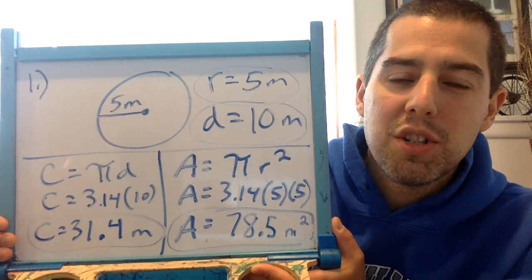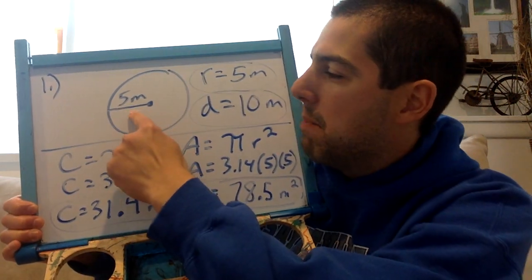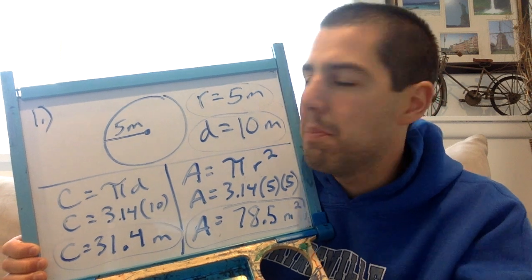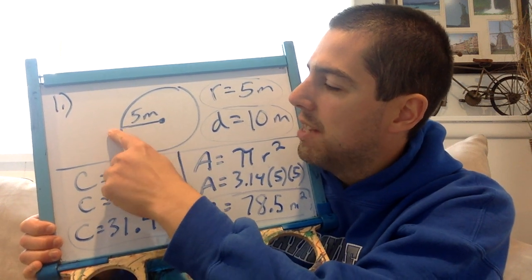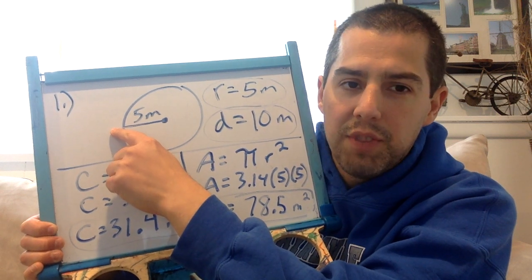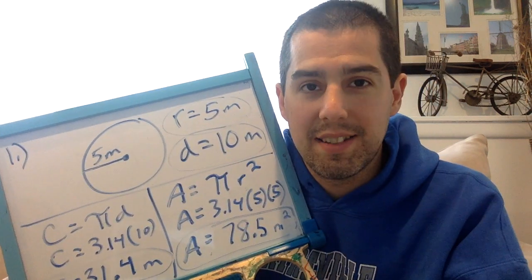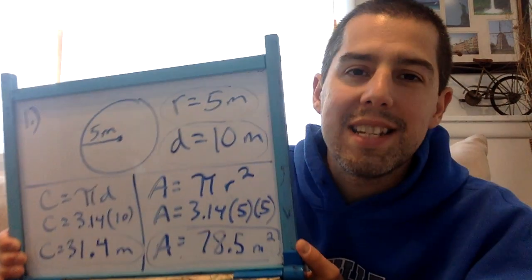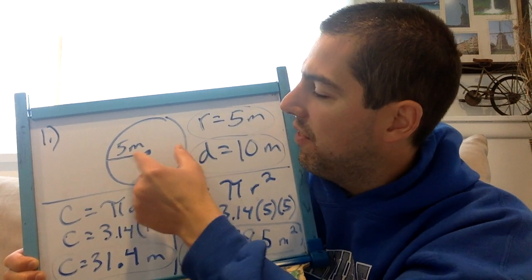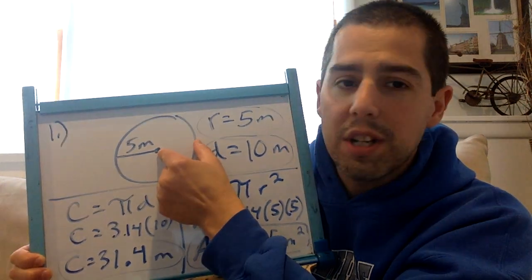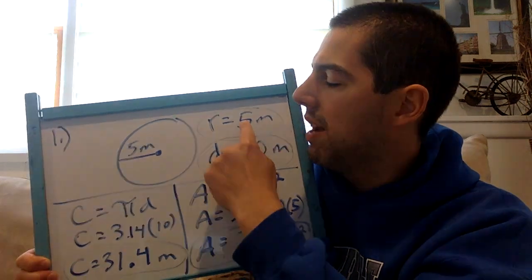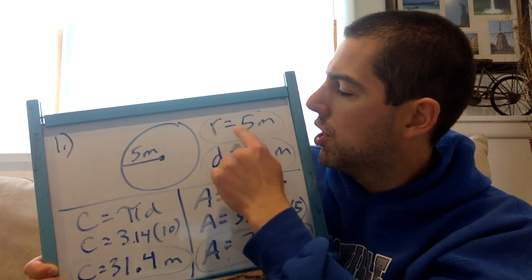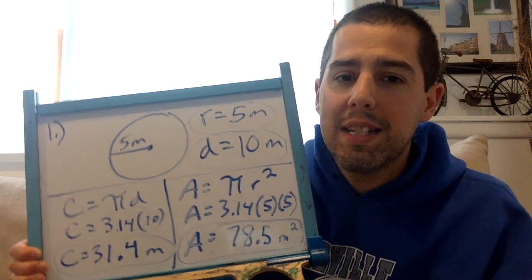For the first problem, it starts with a picture that has a measurement of 5 meters, M for meters. Now, since that measurement starts from the center of the circle and extends to a point on the circle, this distance is the radius. So the radius is 5 meters. Now, the radius is half the length of the diameter. If this line extended all the way across, there would be another 5 meters. So whenever you know what the radius is, you multiply it by 2 and you'll get the diameter. So if the radius is 5 meters, the diameter is 10 meters.